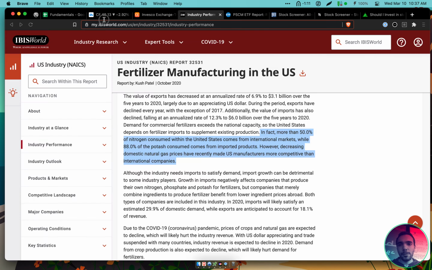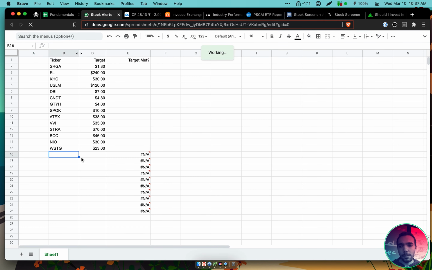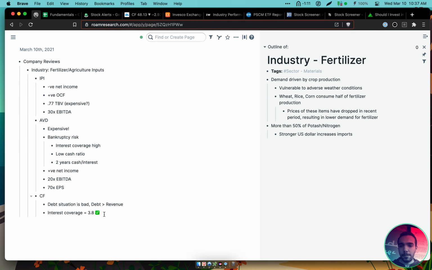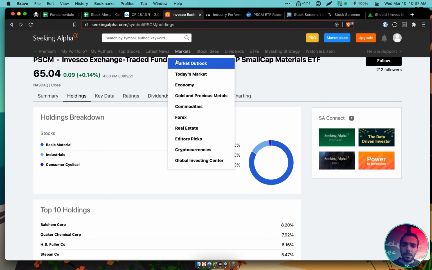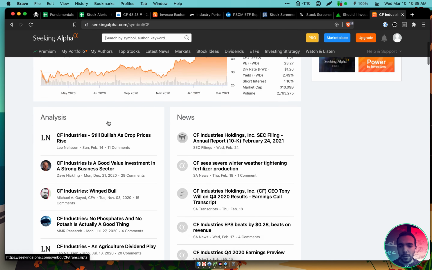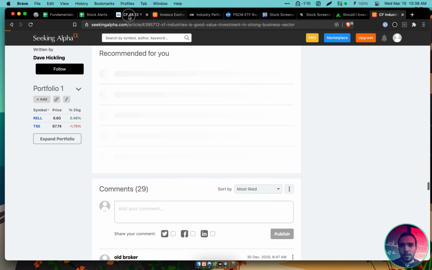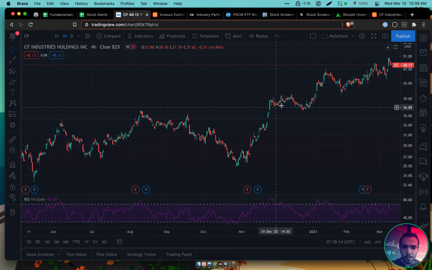So I'm going to add a stock alert for this. 43. Let's call it 43. So let's say CF, 43, price target 43. And if I remember correctly, there wasn't any mention of CF in Seeking Alpha. Still bullish as crop prices rise. Okay. This was in December. How did it do in December? Oh, that was a nice call. 37. Yeah, 37 to 48, that's nice.